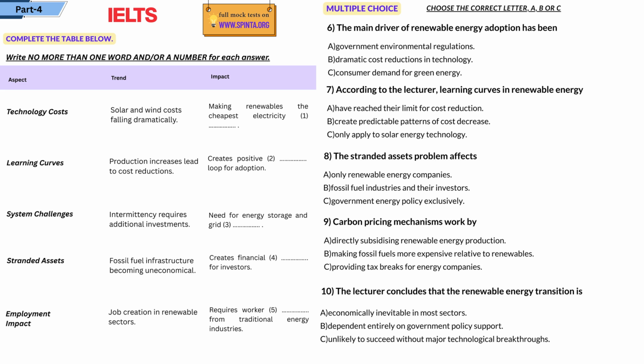Job market transformations accompanying the energy transition involve both opportunities and challenges. While renewable energy creates new employment in manufacturing, installation, and maintenance, it often requires different skills than traditional energy sectors. Coal miners can't immediately become solar technicians without retraining, creating transition costs and potential social resistance to change.